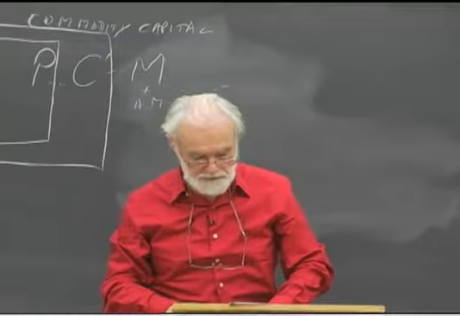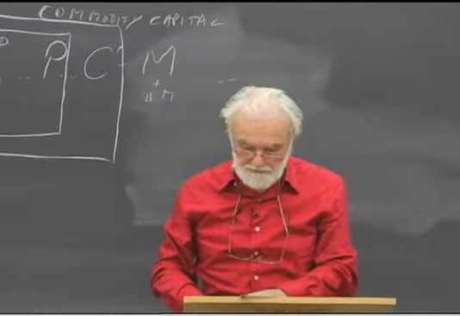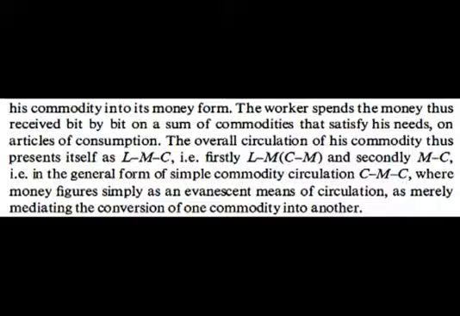circulation of capital, and as he says on the top of 113, the worker spends the money thus received bit by bit on a sum of commodities that satisfy his needs, on articles of consumption. The overall circulation of his commodity thus presents itself as LMC, or CMC if you just want the labour as a commodity, in which there are two links. One is labour into money, and the second is money into the commodity.